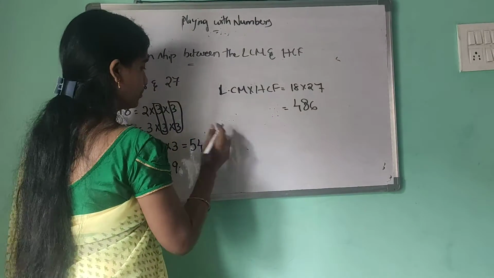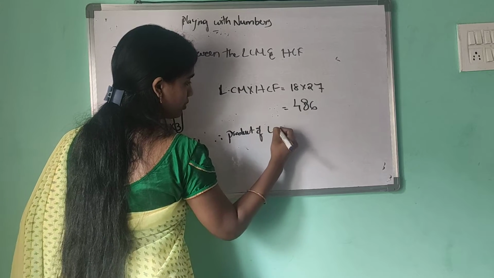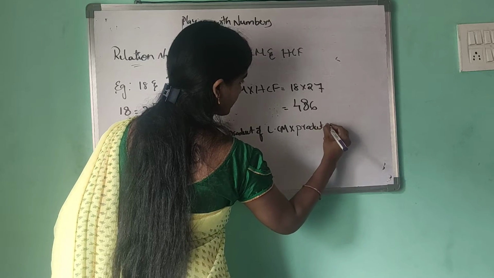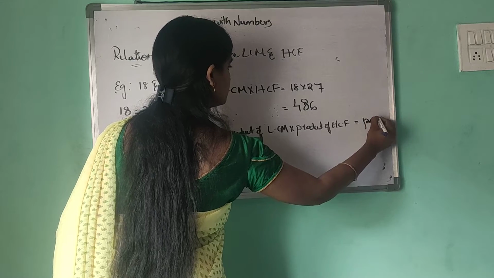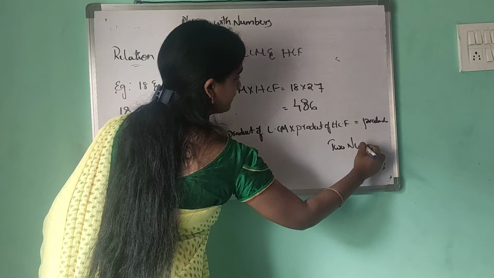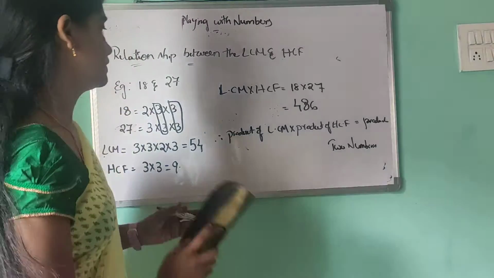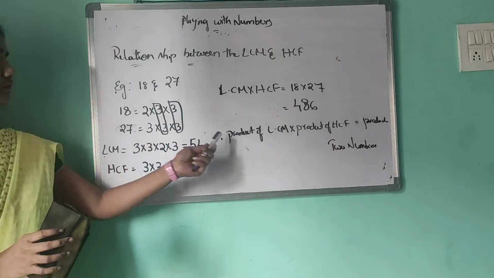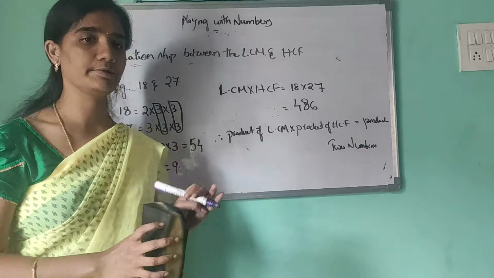is equal to the product of the two numbers. What do we notice? The product of LCM and HCF is equal to the product of the two numbers. If you see clearly, the product of LCM and HCF is equal to the product of two numbers.